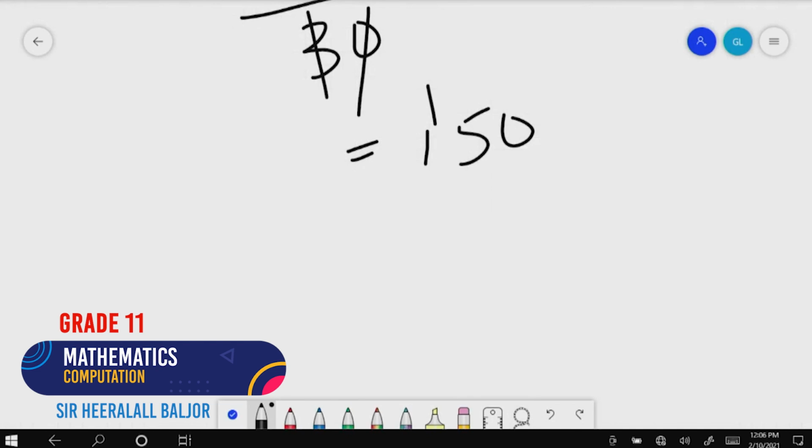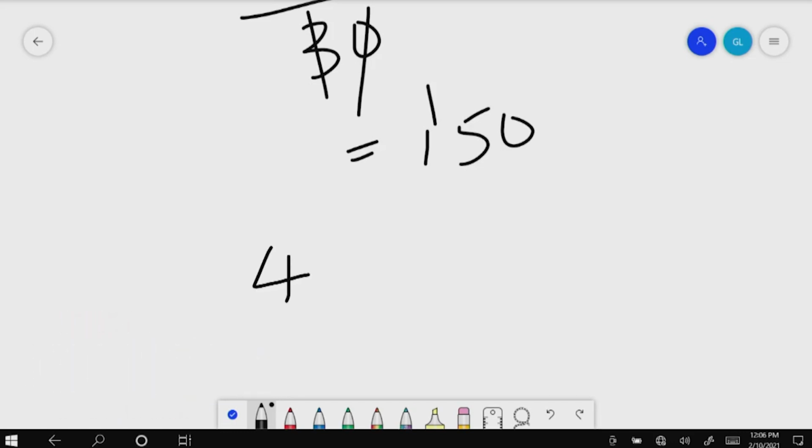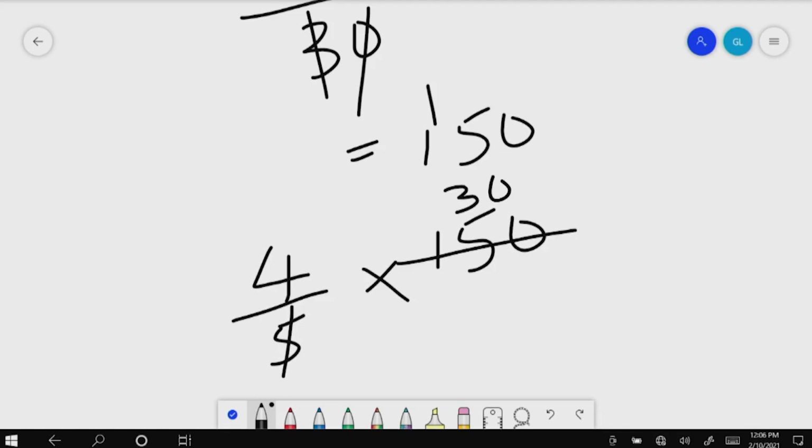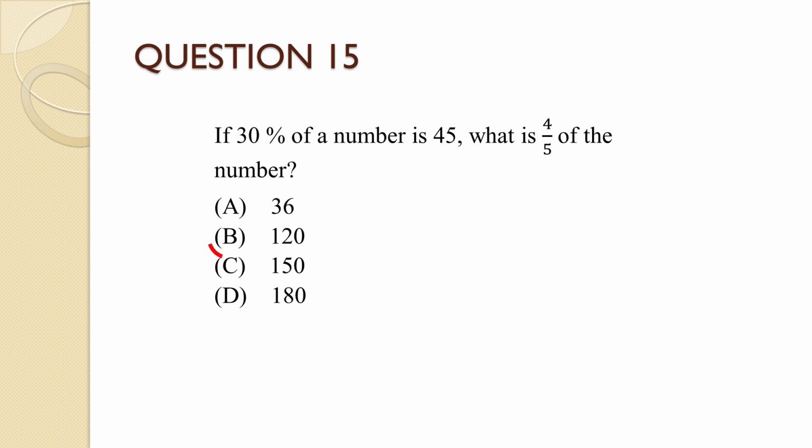However, we do not want the original number. We want 4/5 of the number. Now 4/5 of 150, which is our original number, would have been 120. So 4/5 of that number would have been 120, which is B, our solution.